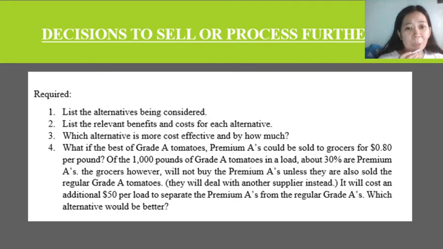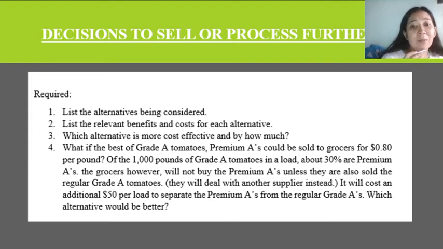Number 4, what if the best of grade A tomatoes, premium A's, could be sold to grocers for $0.80 per pound? Of the 1,000 pounds of grade A tomatoes in a load, about 30% are premium A. The grocers, however, will not buy premium A unless they are also sold the regular grade A tomatoes. So they will deal with another supplier instead. It will cost an additional $50 per load to separate premium A's from the regular grade A.